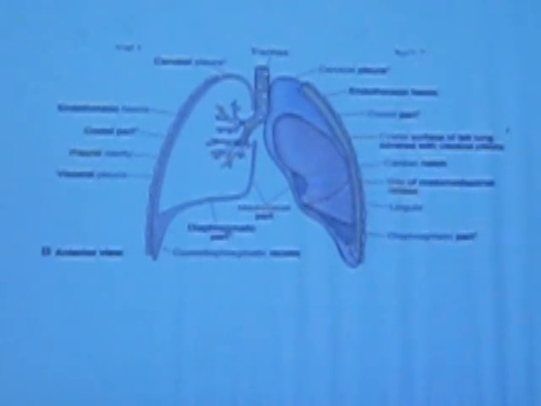Why? This erector spinae group of muscle lies on the back, posterior side, not facing the abdomen. So this is the only false.